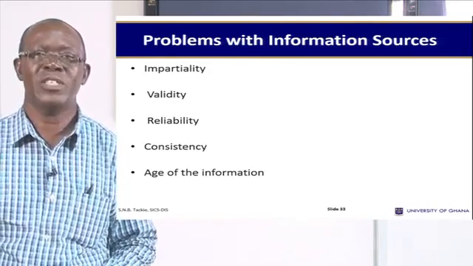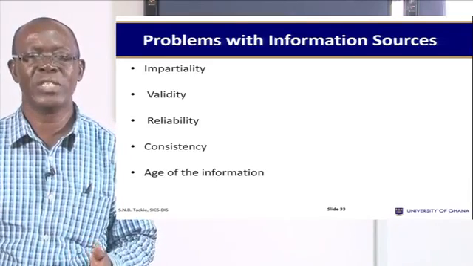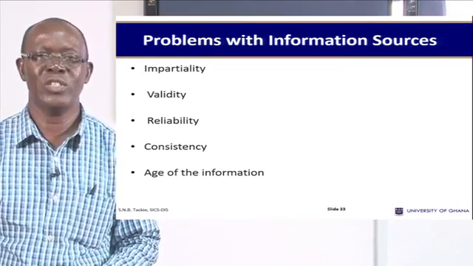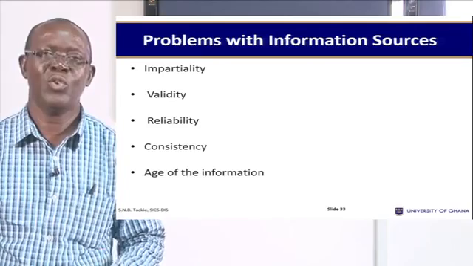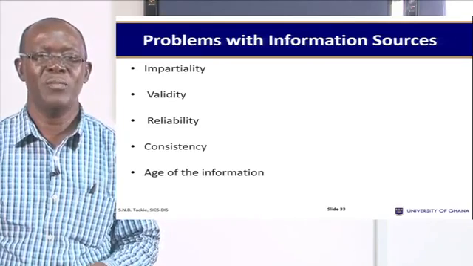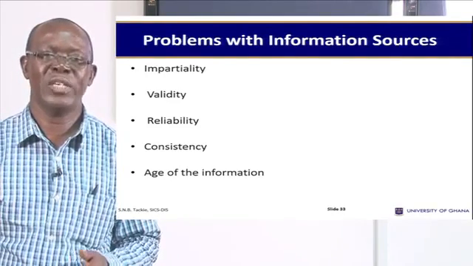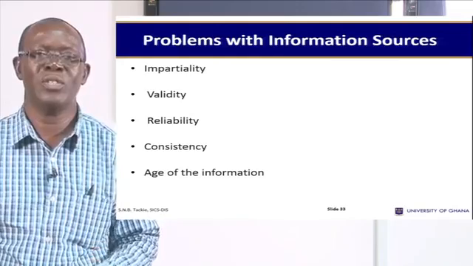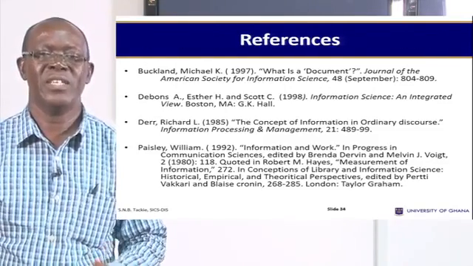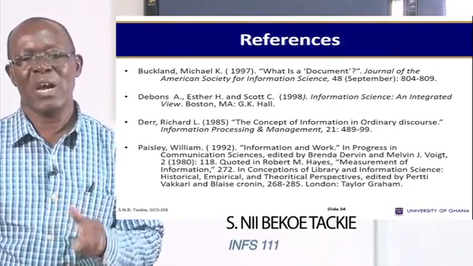Then there is the age of information. Generally, people who need information use current information. But that doesn't mean, therefore, that information that is old is not useful. There are people who also use old information. Researchers, historians, for example, make use of old information. And so the currency of the information, or the age of information, will determine the purpose to which you are putting the information.